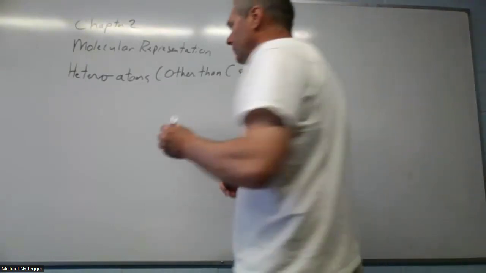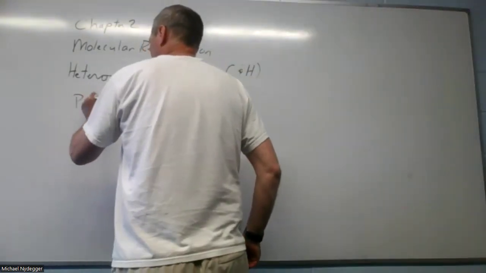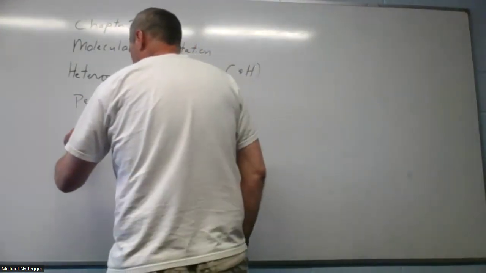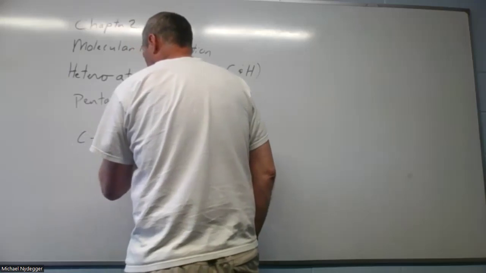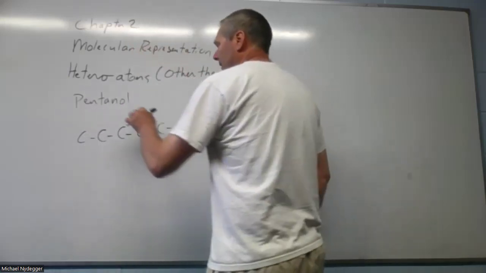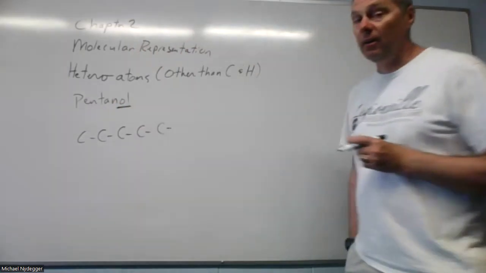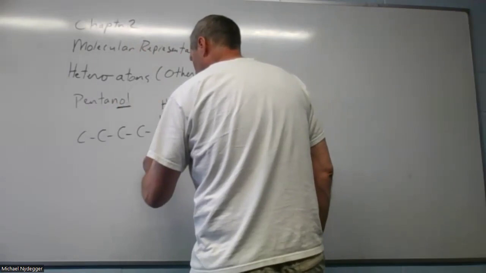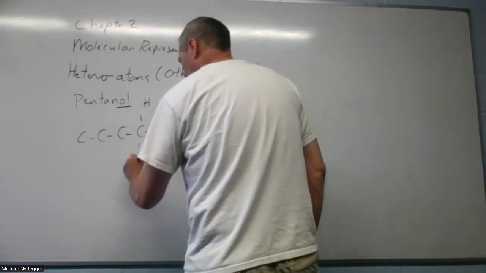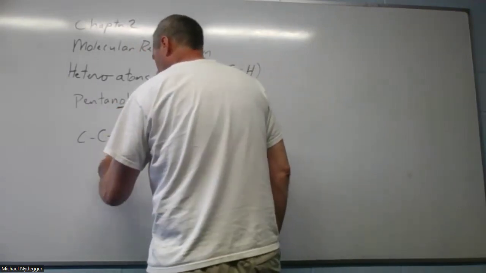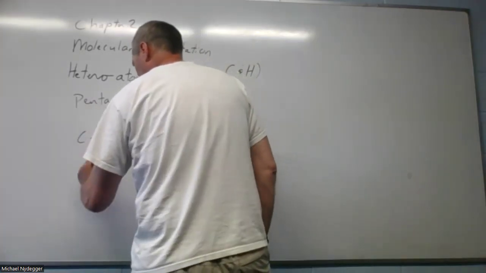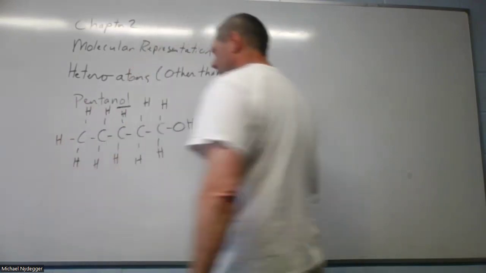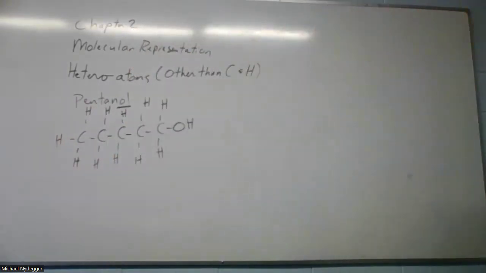We could do pentanol. That's going to have five carbons: one, two, three, four, five. The -ol tells you that's going to be an alcohol, so that's going to be OH. Then you add the hydrogens. So there's your pentanol.